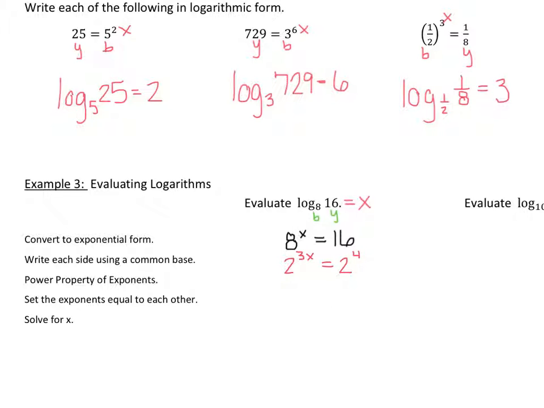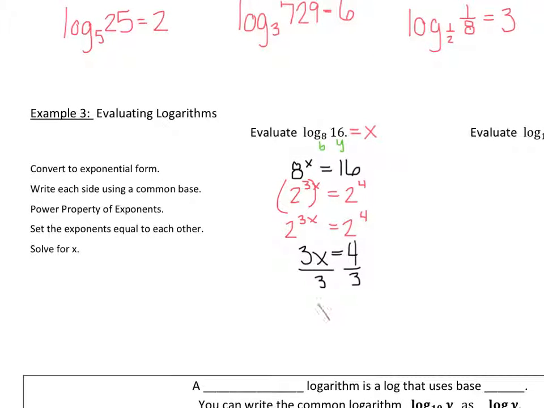Now, by using properties of exponents, we can combine and say 2 to the 3x equals 2 to the 4th. Now set the exponents equal to each other. Since their bases are the same, we can make their exponents the same. So 3x equals 4. Now solve for x, divide by 3. What does x equal? 4/3. So there's your answer. Log base 8 of 16 equals 4/3.